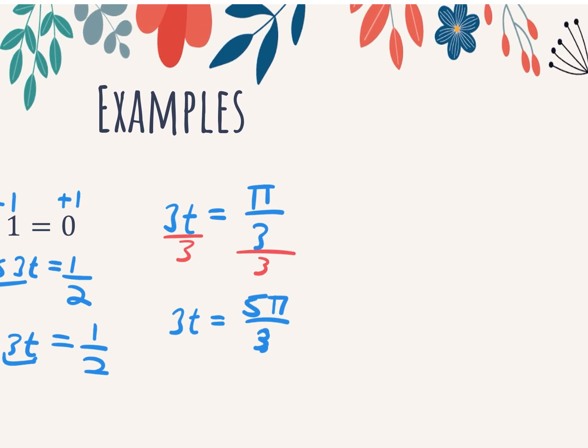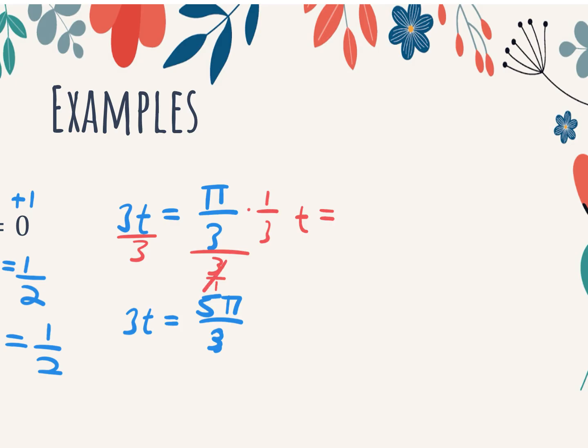Does that look pretty? Or are we going to leave it like that? No, what are we going to do? What would our final answer be? Good. So we can write it over 1, keep, change, flip, right? 1 over 3. And so we get pi over 3 times 1/3, and that's going to get you pi over 9. So that's one of our answers.